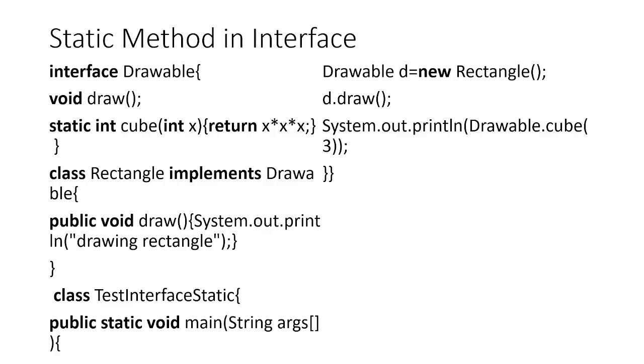static method. So if you want to access the static method through the interface, the interface name is Drawable.cube of 3. So here the output: d.draw shows "drawing rectangle", and Drawable.cube(3) is equal to 3 into 3 into 3, which will be shown as 27.